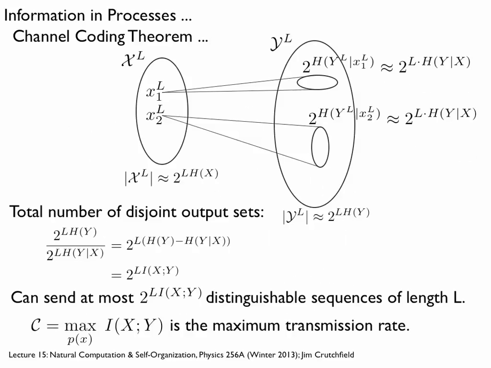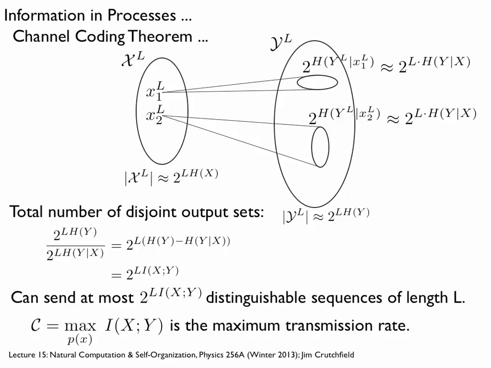And that's why the mutual information comes out. I have this space of size 2 to the output entropy divided by the size of these little error blobs that the channel's added for individual code words. Take the ratio, that'll be how many I can put in there, and the algebra is just 2 to the L times the uncertainty of the output minus the uncertainty of the output given the input, which is the mutual information. So that's why the mutual information as a quantitative measure is controlling the transmission rate of a channel.